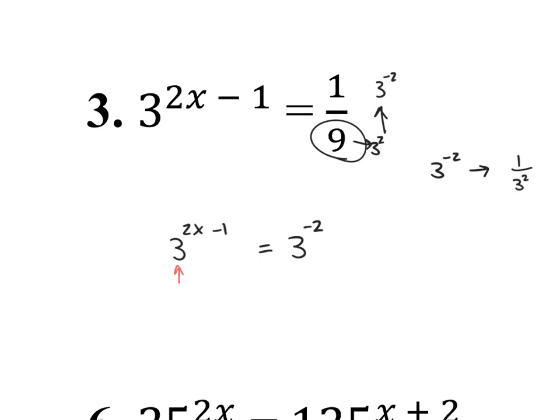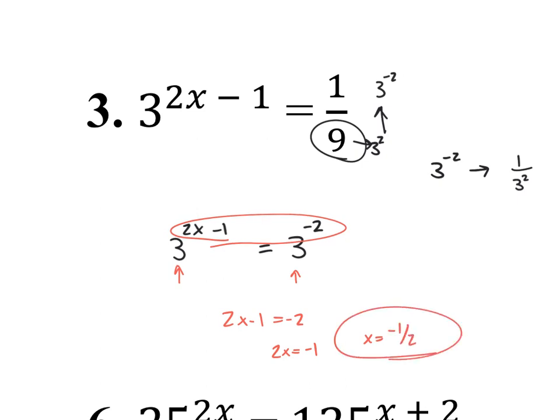But now that we have same base and same base, we set our exponents equal. And when I add 1 to both sides and divide by 2, I'll get that x is equal to negative 1/2.